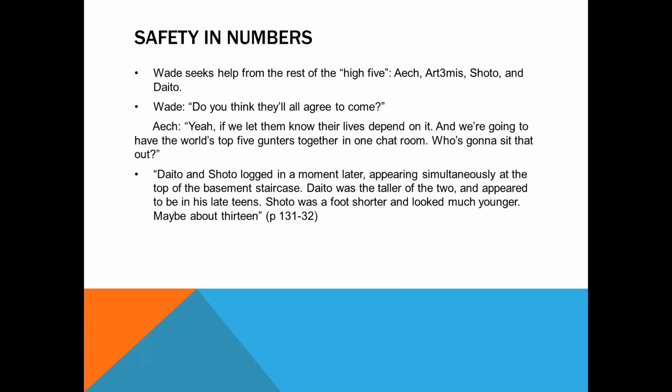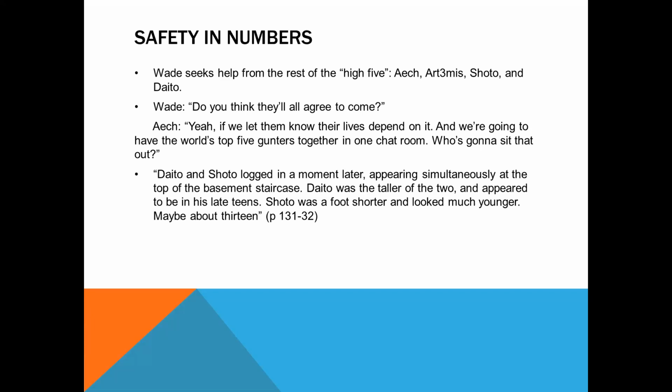He seeks help from the other 4 members of the Gunter community who've completed the first challenge and earned the copper key. That would be, of course, H and Artemis, but also 2 new players, Shoto and Daito. And Wade asks his friend H, do you think they'll all agree to come? To which H responds, yeah, if we let them know their lives are depending on it. And we're going to have the world's top 5 Gunters together in one chat room. Who is going to sit that one out?